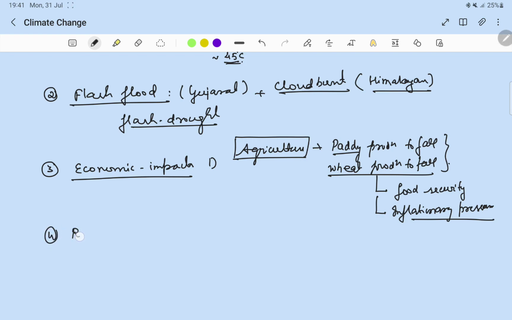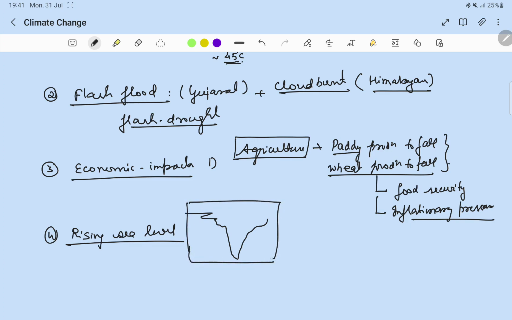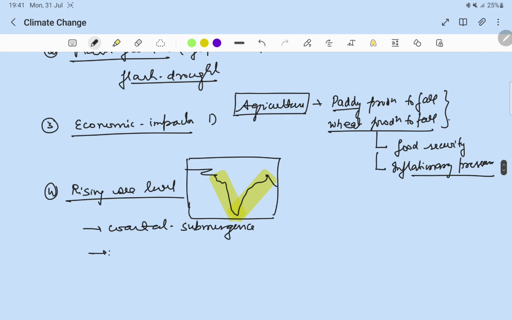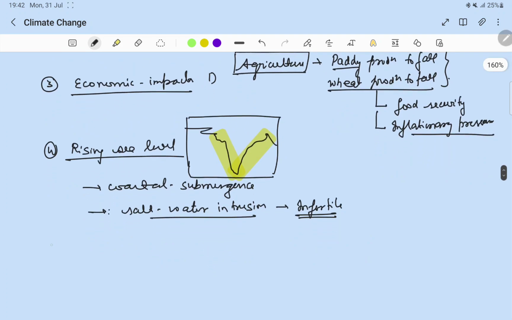Then also rising sea level could be seen in the coastal region. If I draw the map of India, these coastal regions will be subject to coastal submergence. The sea may intrude into the system, so salt water intrusion, and it may make the soil infertile. It will impact those who are at the very bottom of the pyramid, those who are very poor. So it may also create that kind of challenge.